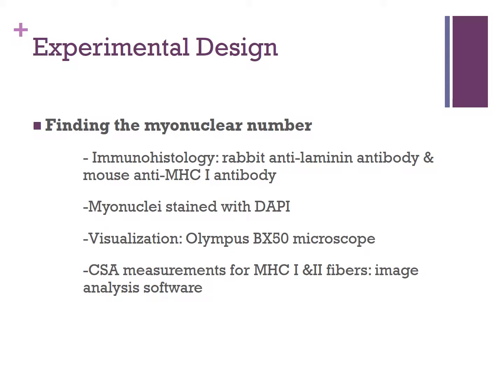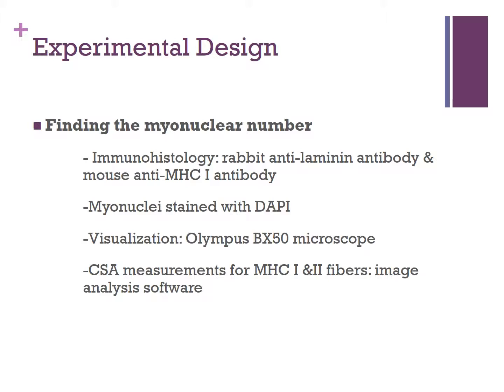The other experiment I was going to talk about found the myonuclear number. This was found by using immunohistology. What they did was they used their frozen tissue sections and they fixed them in PBS for 10 minutes. They also added methanol for 15 minutes to reduce the autofluorescence. Goat serum was also added.